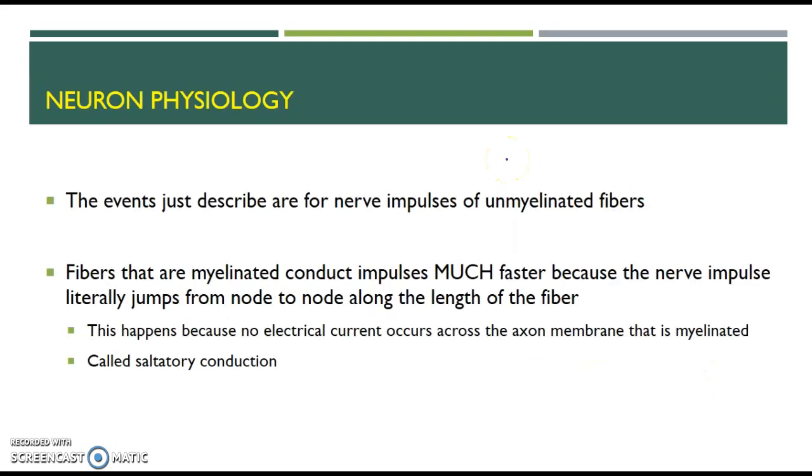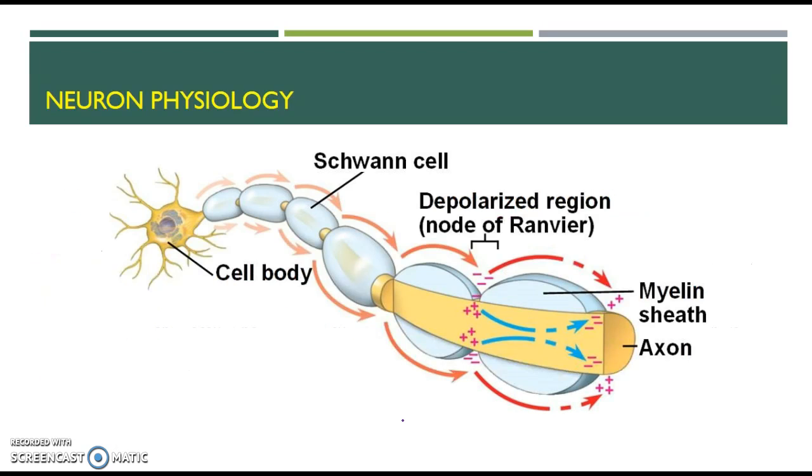So the events that we just talked about are for unmyelinated fibers. Remember we talked about white and gray matter? So these are going to be for unmyelinated fibers. And this is really cool. This is where the myelin sheath comes into play, and it's amazing. So we know that neurons that have myelin are much faster. But why? Well, it's something called saltatory conduction. And this is just fascinating to me.